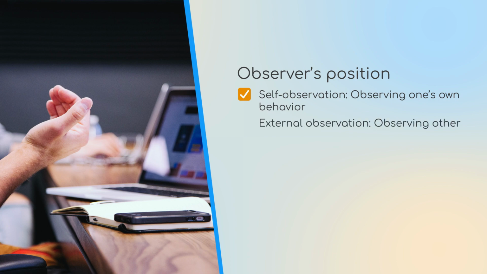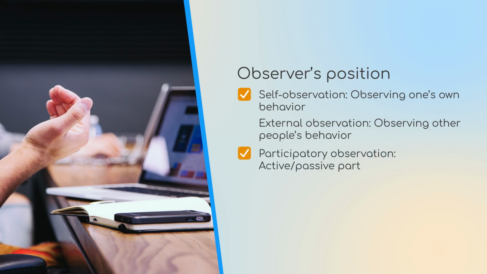In external observations, the behavior of other persons is the object of the investigation. The distance of the external observer to the observed behavior allows for a more objective attitude of the observer as well as comprehensible and measurable results. If the observer is involved in the observation situation, it is called participatory observation. Participation can be active or passive, depending on whether the observer is involved in the interaction event or takes a subordinate role, for example as a spectator.